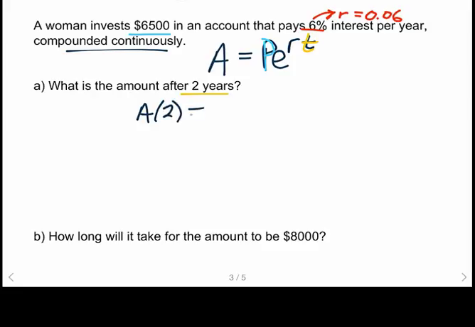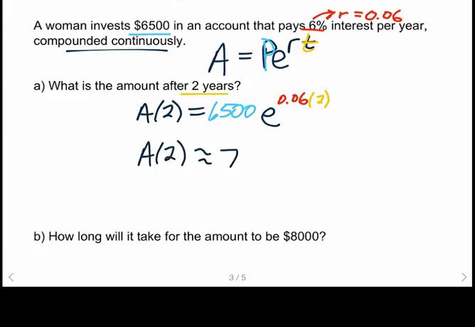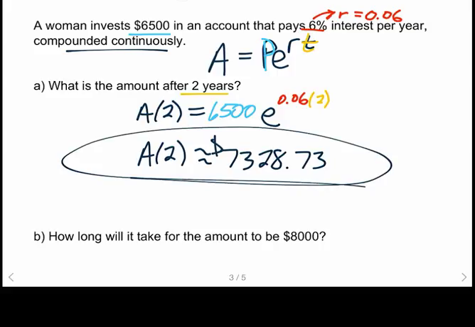So the amount that we have, if you like, we can do like A of 2, right? The amount after 2 years is equal to the $6,500 that's initially invested times e to the r, which is 0.06, times t, which is 2 years. This goes straight into my calculator, which tells me that the amount after 2 years is about $7,328.73. Since this is money, I should use a dollar sign. There we go.